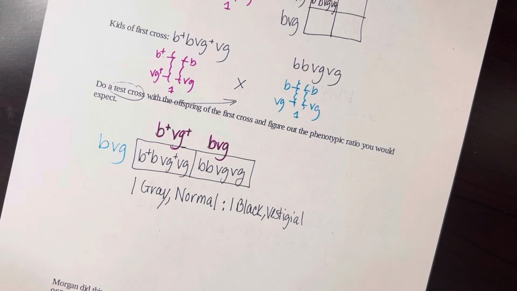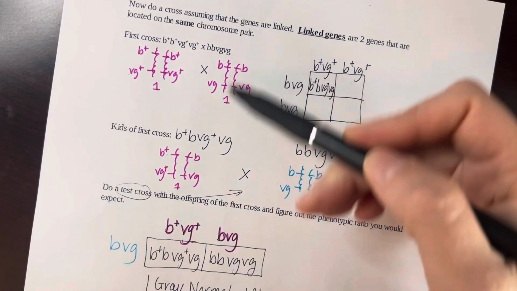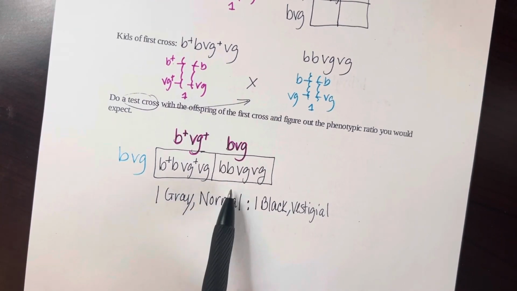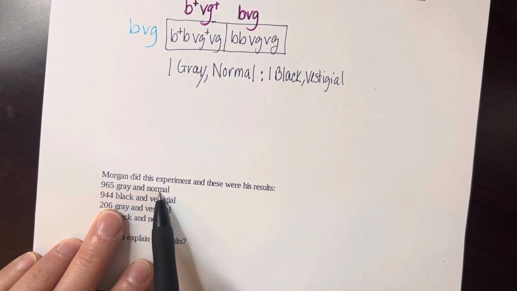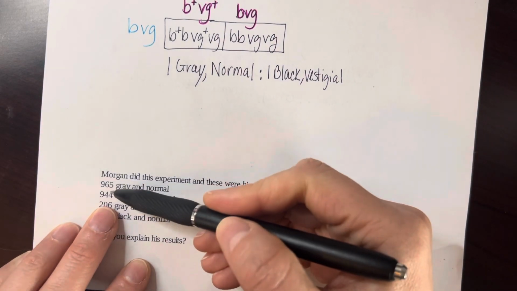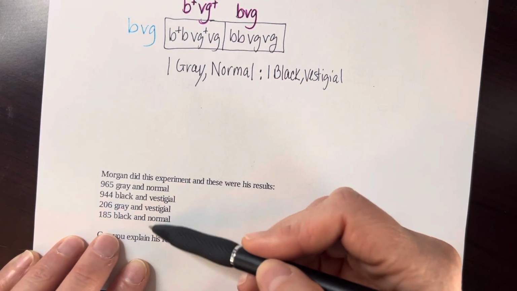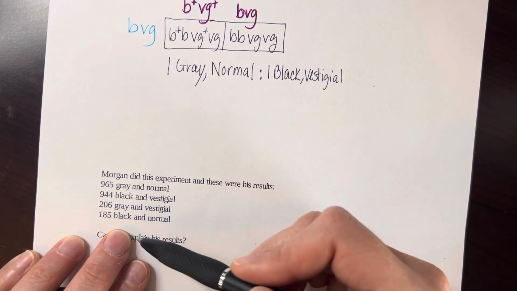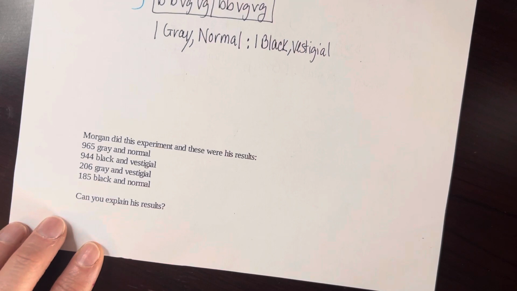Now if we look here, this is what Morgan got when he actually did this cross. We just said you'd expect a 1-to-1 ratio. He did not get a 1-to-1 ratio. The gray normal and black vestigial look like a 1-to-1 ratio, with about the same numbers of each. But then the 2 other possible combinations that we weren't able to get, he got those, but in way lower numbers than what he'd expect.